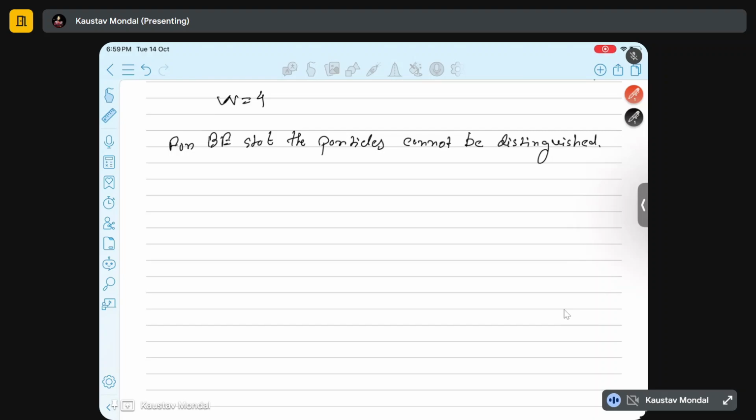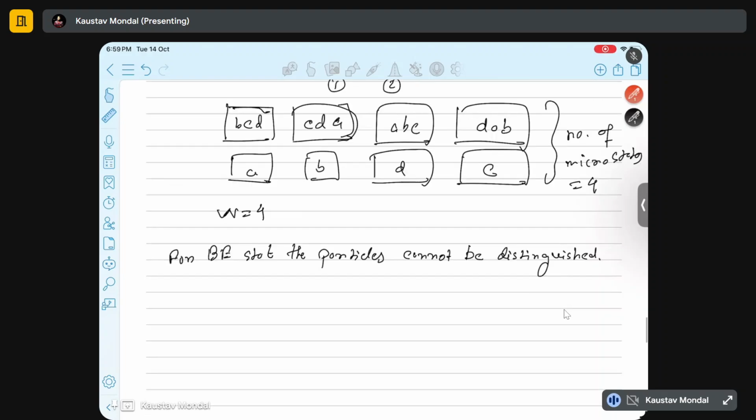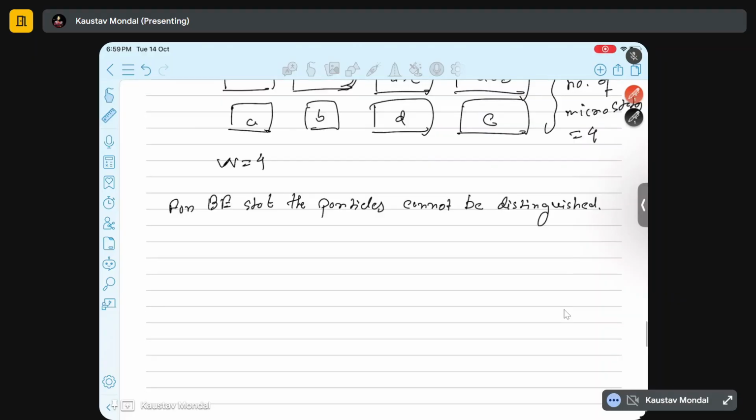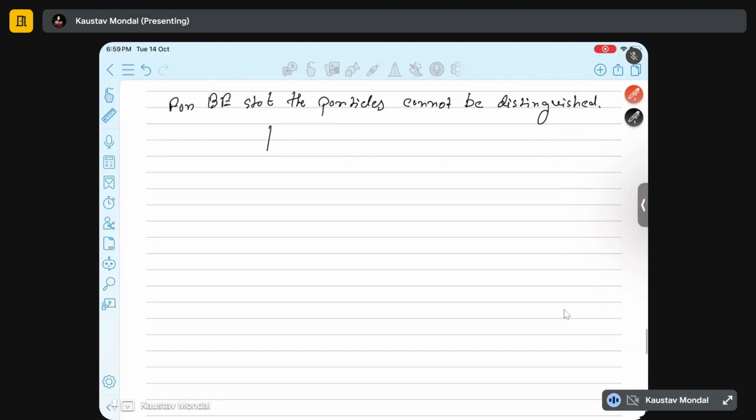For this kind of indistinguishable particles, what can happen? There's only one configuration, right? Since all three particles are identical, you can use dots instead of A, B, C. So only this configuration is possible. Other combinations are meaningless since all the particles are identical. So this is the only configuration that is happening.